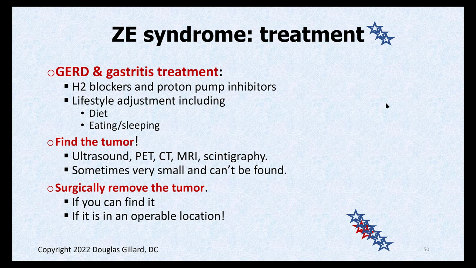And then they're going to have to get a PET scan, a CT, MRI, sonography. You're going to have to find that tumor. And if it's big enough, you can take it out and the problem's solved. A lot of times it's so small it can't be found. And the pancreas is such a delicate organ. Sometimes it doesn't like to have things cut out of it. So it's kind of dicey.